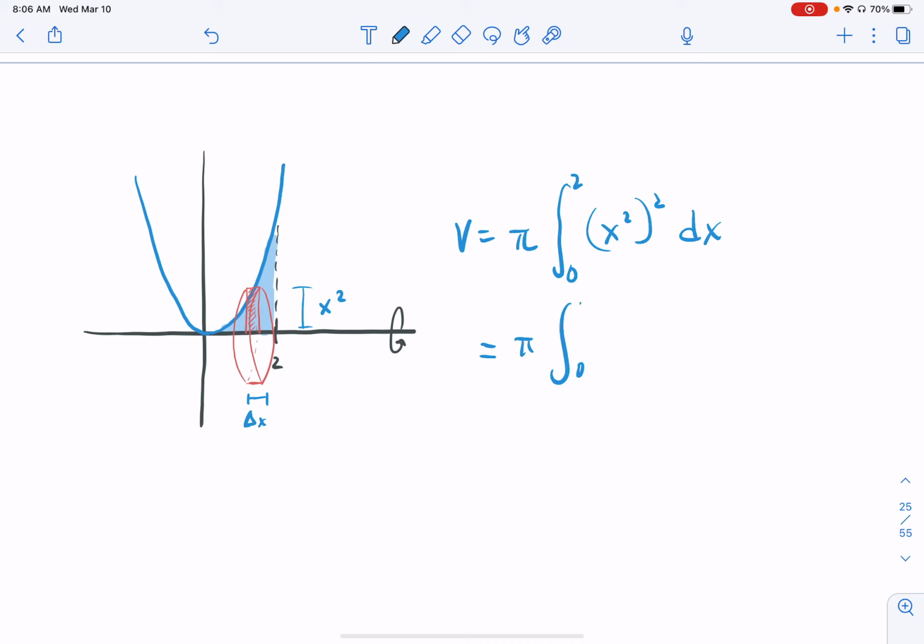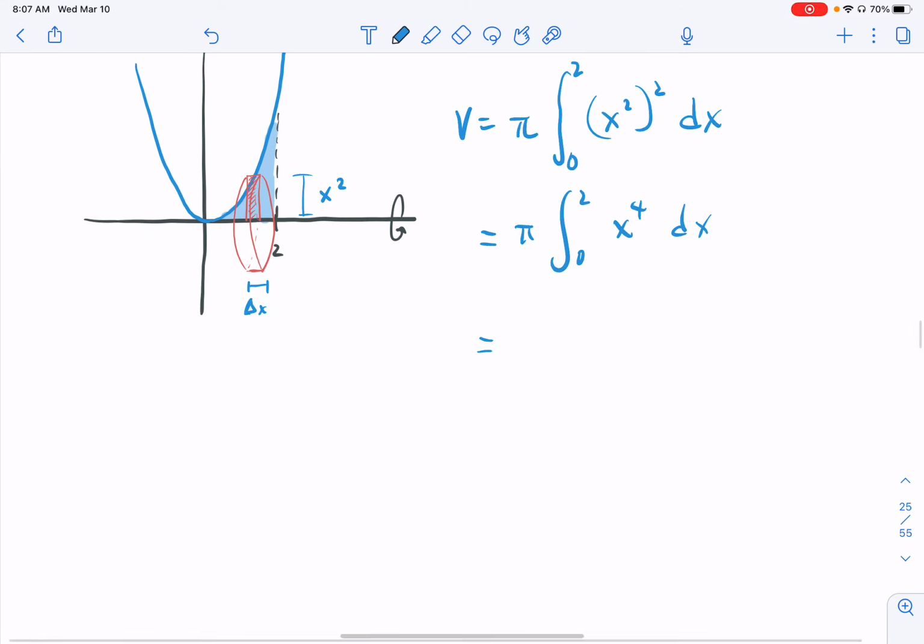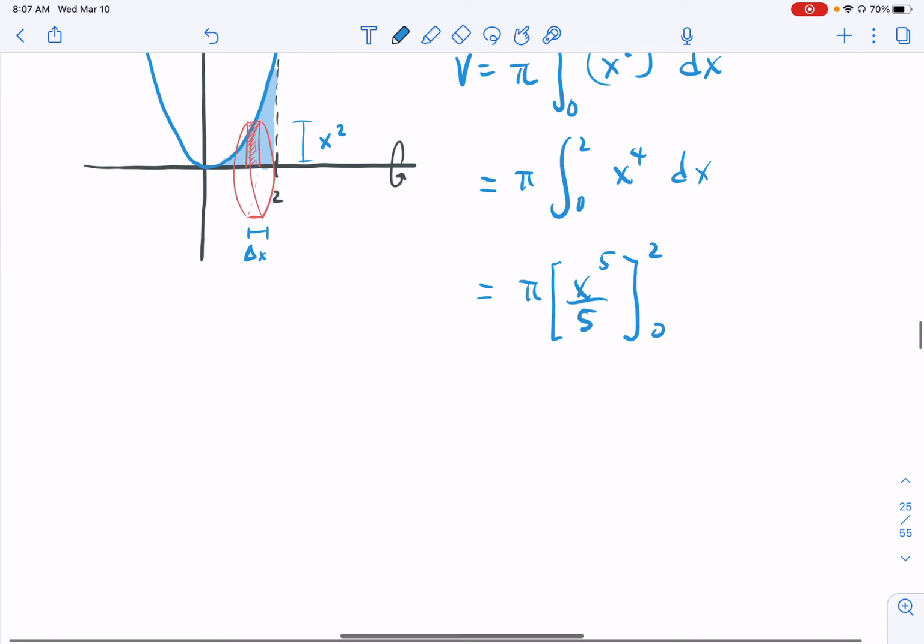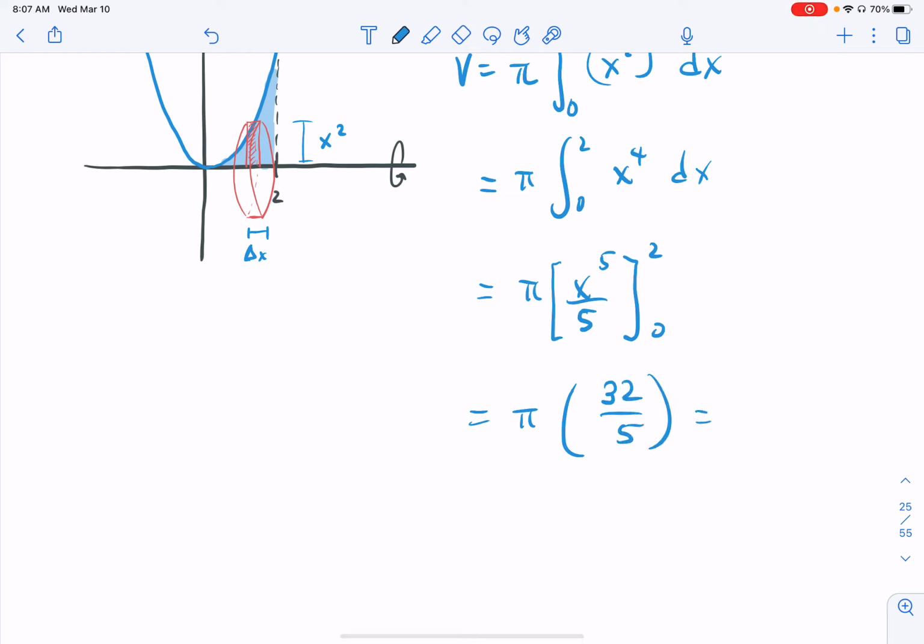Pi times the integral from 0 to 2 of x to the fourth, and its antiderivative is x to the fifth over 5, which we will evaluate from 0 to 2. So we get pi times 32 over 5, and I'll just rewrite it. Make it look real pretty. 32 pi over 5 units, not squared, come on, it's volume. 32 pi over 5 units cubed.